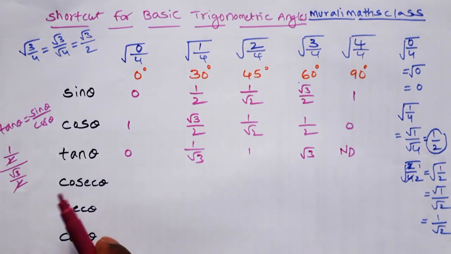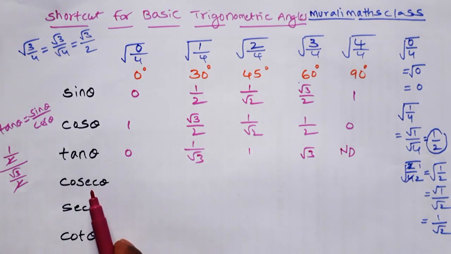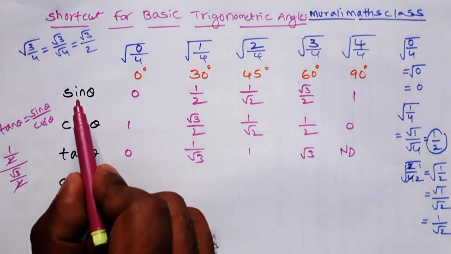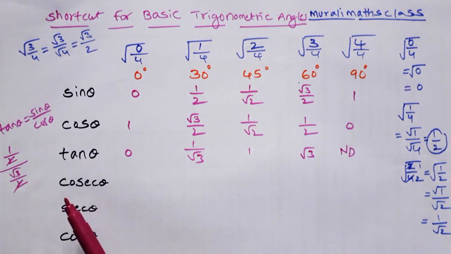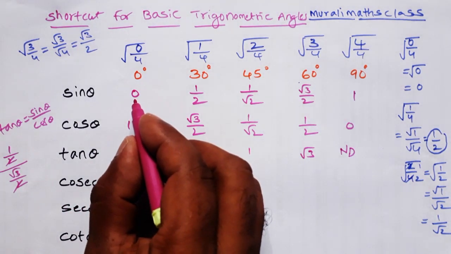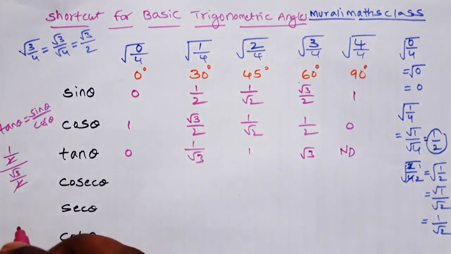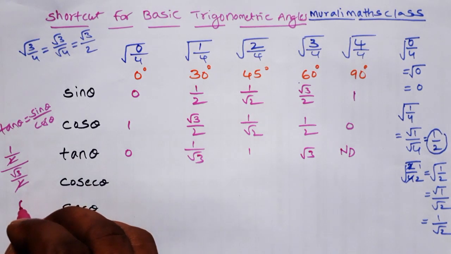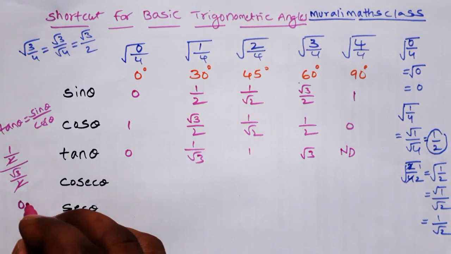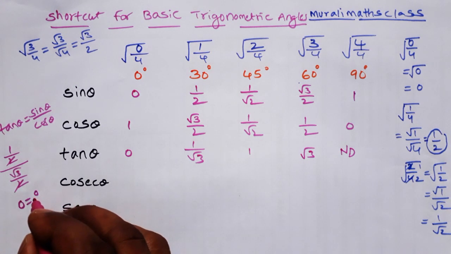Okay. Next, cosecant theta. Cosecant theta, what we have to do? Cosecant is the reciprocal of sine. Sine, reciprocal cosecant. Here we have 0, no? 0 we have. Actually 0 we can write like this. Observe this. 0 is written as 0 is equal to 0 by 1.